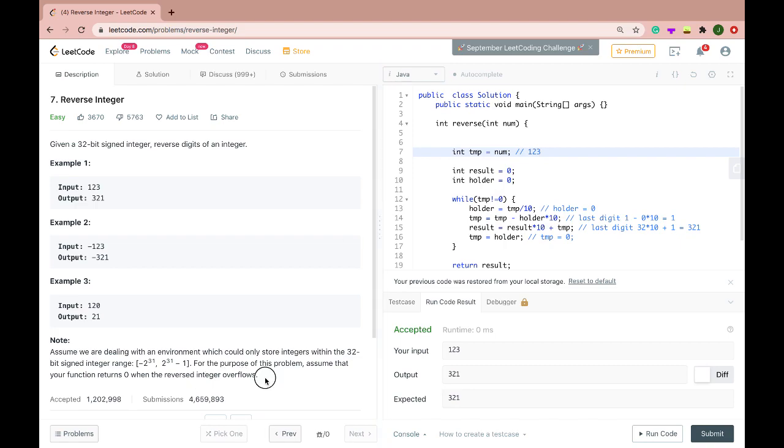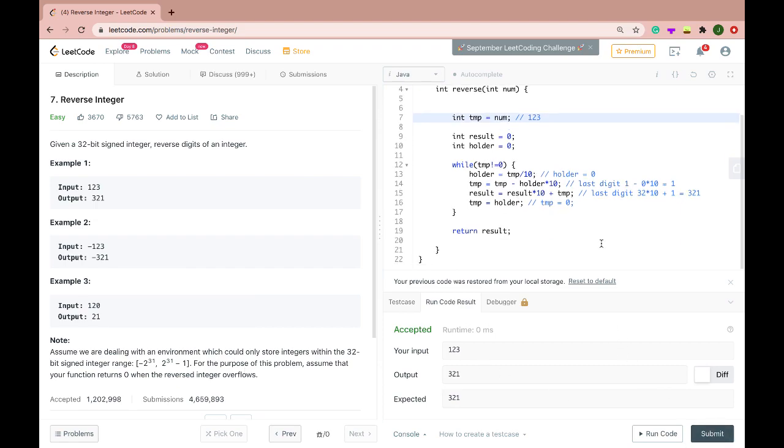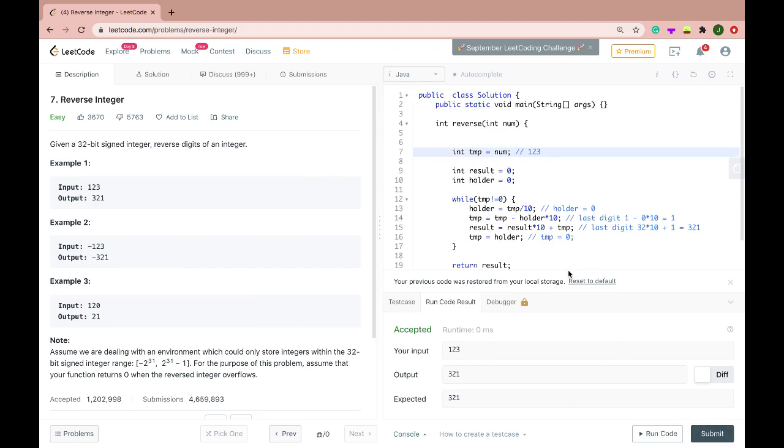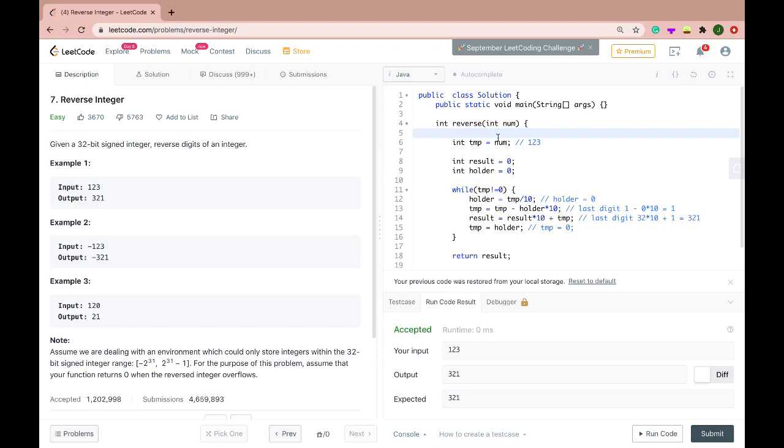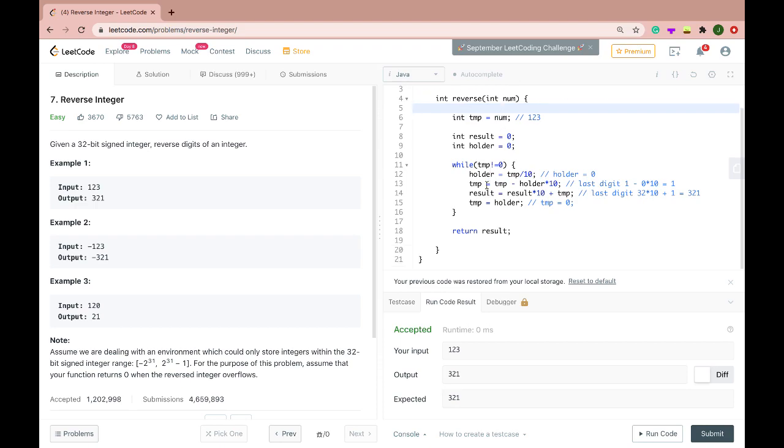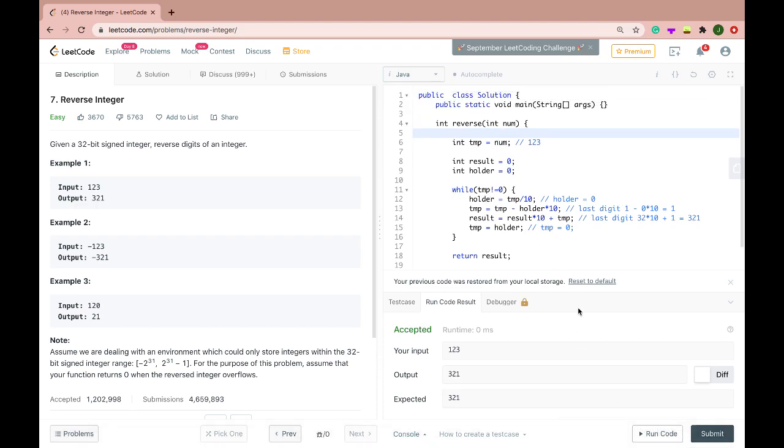As I said before, I did not include these restrictions, and if I submit it, this will not work. But I thought that the reverse part of the question was the main part that we should solve, so that's what I did for this video. So yeah, thank you, bye.